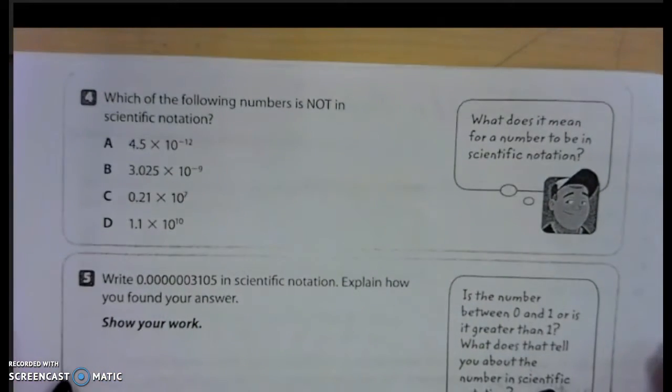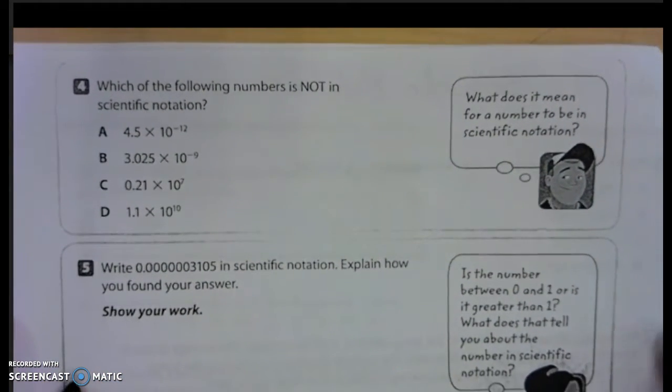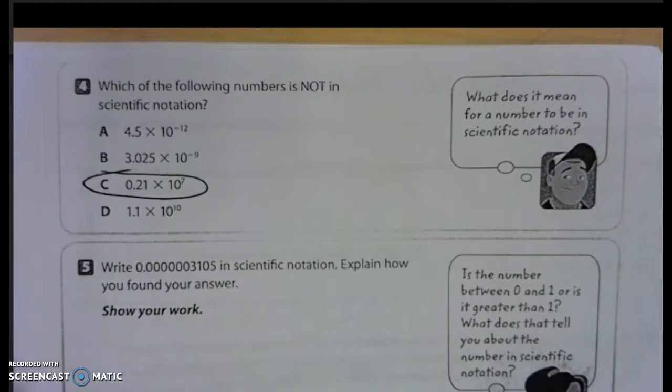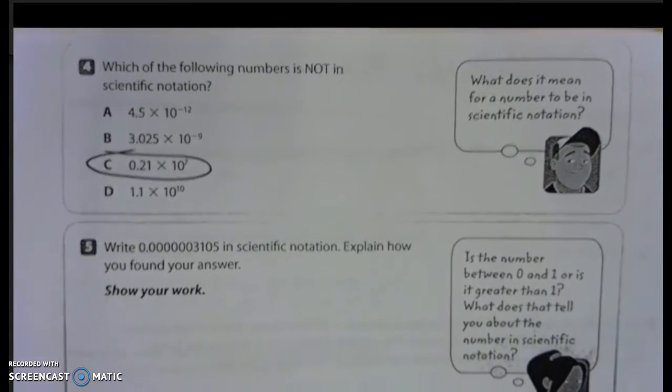Number 4. Which of the following numbers is not in scientific notation? It is C. And the reason is because that number is less than 1. It's 0.21. It is not in proper form.